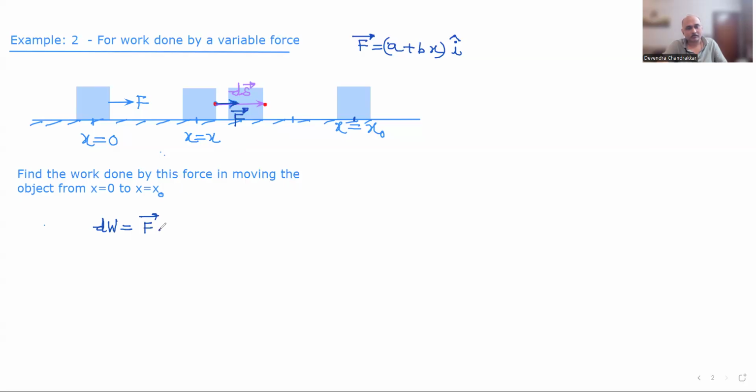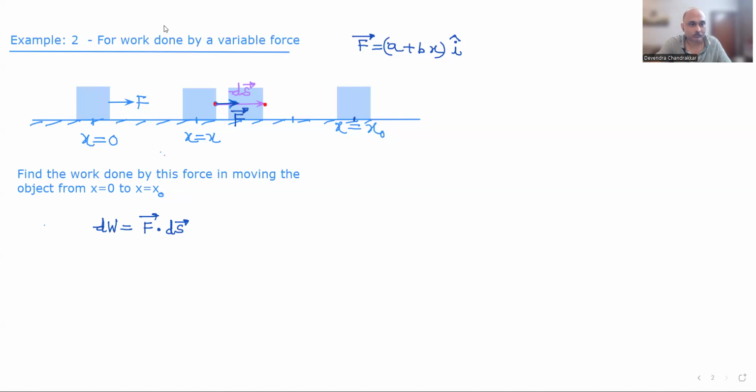Now the question arises, why do we calculate dW as F dot ds vector? The reason is, for that small displacement, this capital F force, we assume does not change significantly. For that small displacement dx, we assume that the capital F force is not changing significantly. Did everyone understand?